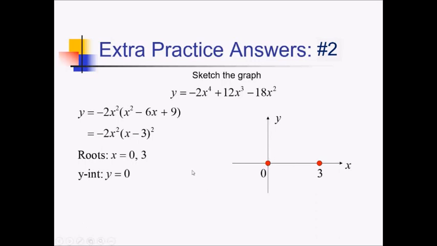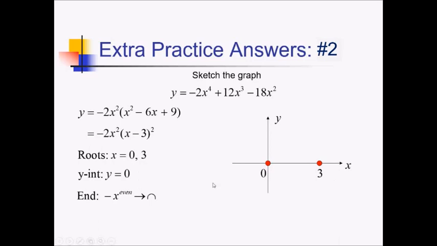It's on both axes. Now for the end behavior, we look at the lead term, this -2x to the 4th. This is a negative x to an even power out in front here. That tells us this is going to behave like an upside-down parabola, like a -x squared. So we're starting below the x-axis and ending below the x-axis.